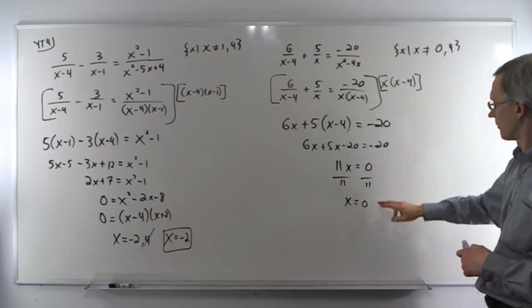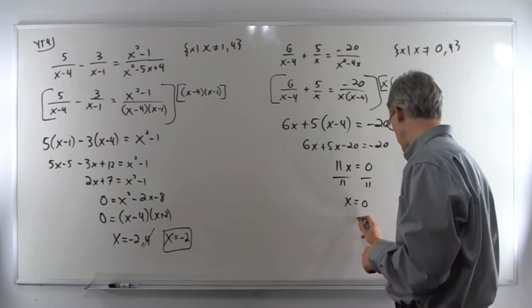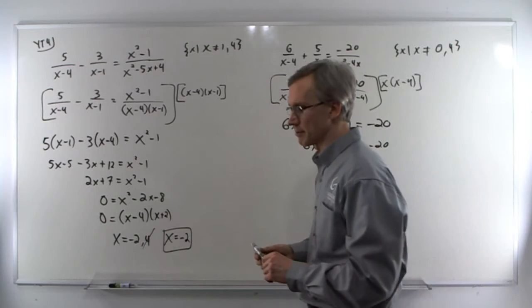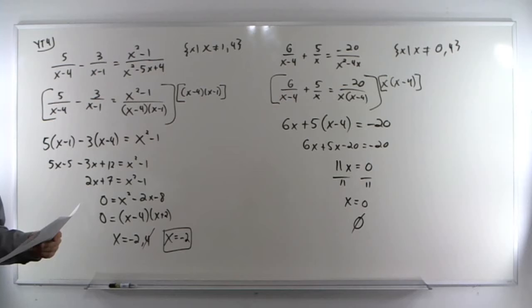But 0 is excluded from the domain, so this is not a solution. So the solution is the empty set. No solution. Your turn, number 5.